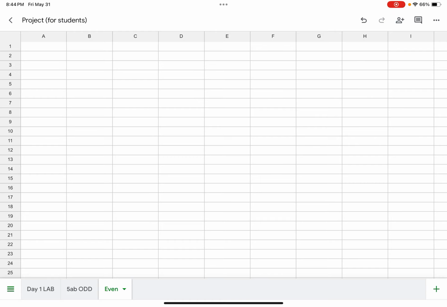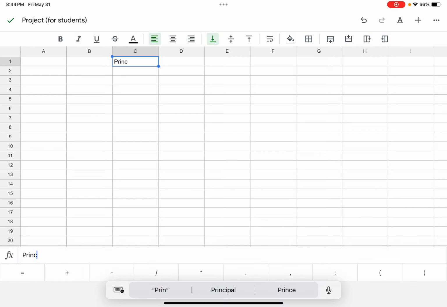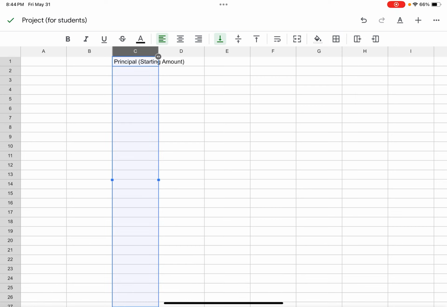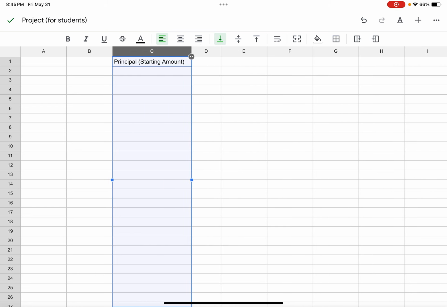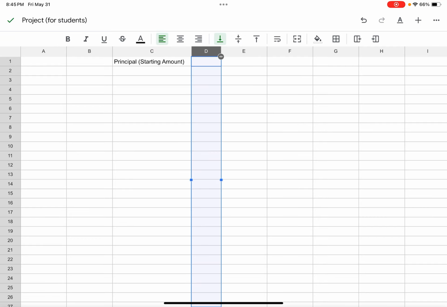So this is how I like to start it. I start in column C, not in A. And over here, I'm going to put principal or the starting amount. Okay. I'm going to tap column C, the top part, and use the gray slider, and just slide it over, so I make it a little bit wider. So that was me tapping the top of column C.